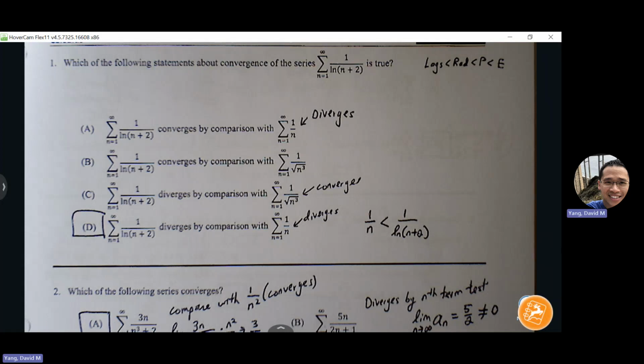Mine is, I can't compare a divergence with a convergence, right? It's got to be either convergence and convergence or divergence and divergence. And it's got to be in the right relationship. If I'm comparing with a divergence, the one that I'm comparing with has to be larger in order for me to call that also divergence.